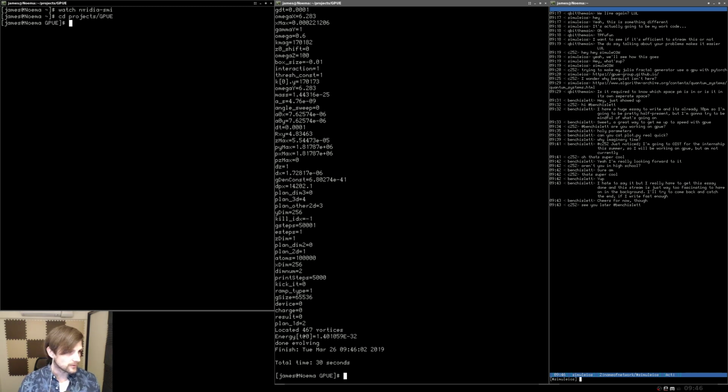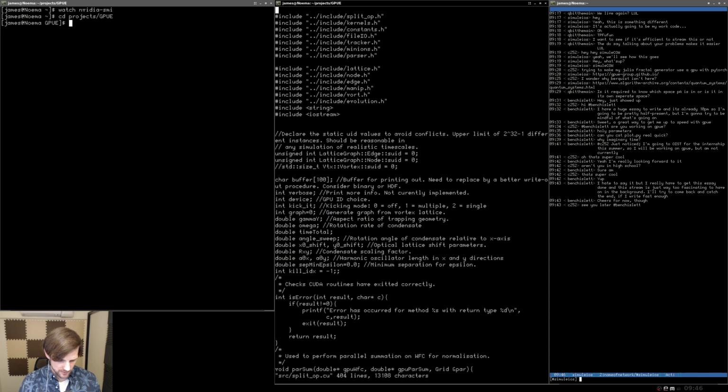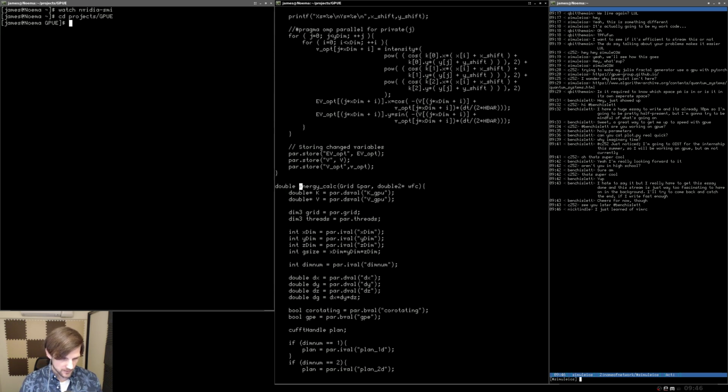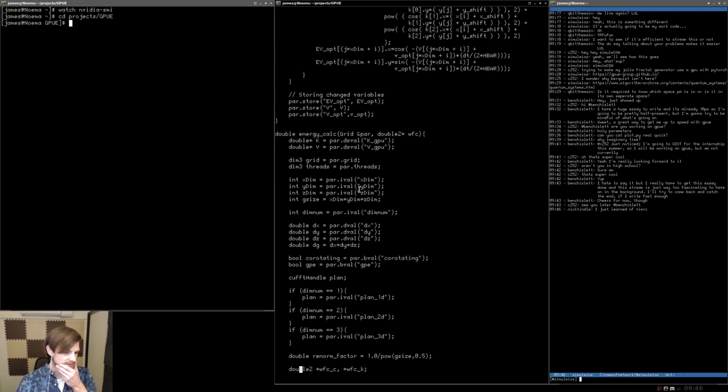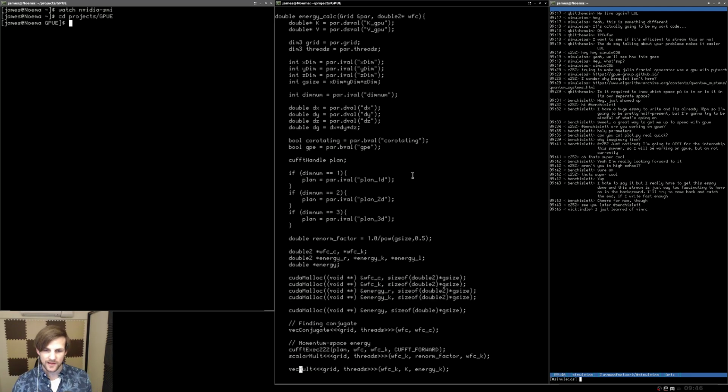So the project is GPUE over here. Let's go ahead and open up the energy calculation. So we're going to go into vi source, and then I put it in splitop.cu. So I'm going to go down to splitop here. Actually, energy calc here. Okay, so here's our energy calculation. Now, I just showed it to you in the algorithm archive.